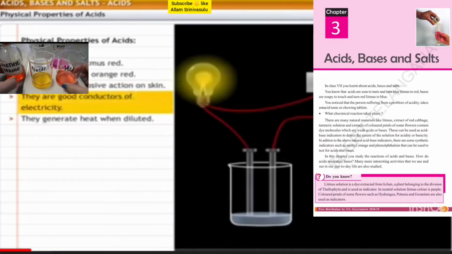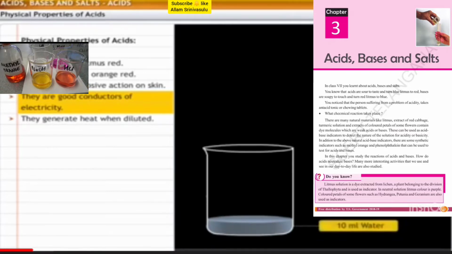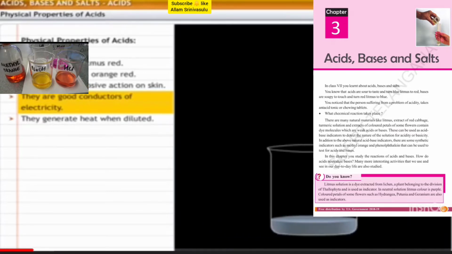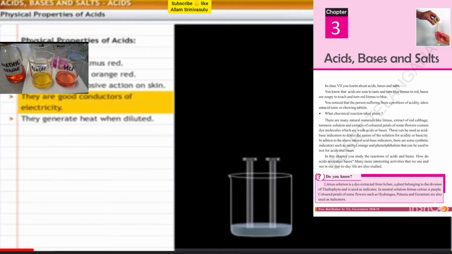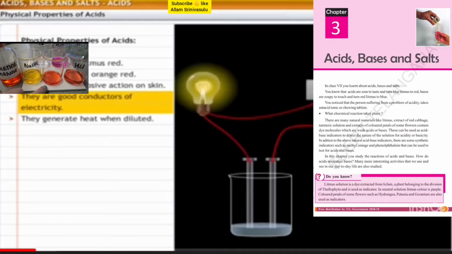These can be used as acid or base indicators to detect the nature of the solution for acidity or basicity. In addition to the above natural acid or base indicators, there are some synthetic indicators such as methyl orange and phenolphthalein that can be used to test for acids and bases. In this chapter, you study the reaction of acids and bases. How do acids neutralize bases? Many more interesting activities that we use and see in our day-to-day life are also studied.